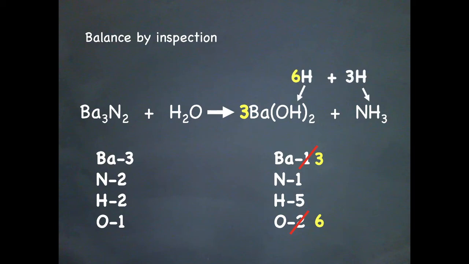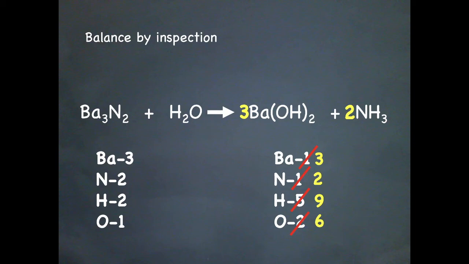But I'm not done yet. I still have to add those to the 3 hydrogens in the ammonia molecule. So when I do that, I get 9 hydrogens. Okay, let's step back and look at this equation again. My bariums are balanced, but nothing else is. What can I do to make things equal? I notice I have 2 nitrogens on the left-hand side and 1 on the right. So if I add a coefficient of 2 in front of the ammonia, that's going to give me the 2 nitrogens on the product side I need.